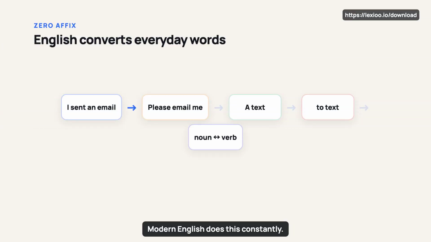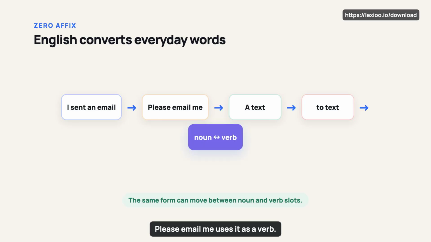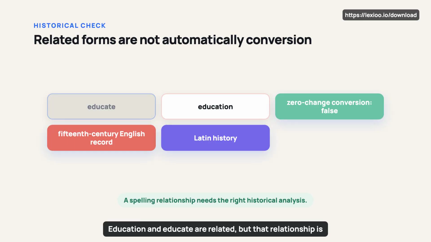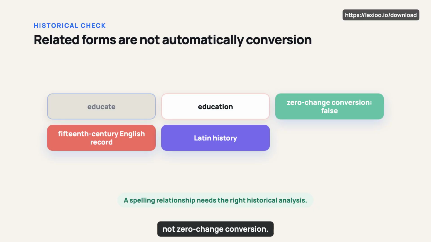Modern English does this constantly. I sent an email uses email as a noun. Please email me uses it as a verb. A text and to text work the same way. A spelling change is not required. That is why educate is the wrong example here. It was already recorded in English in the 15th century and comes through Latin history. Education and educate are related, but that relationship is not zero-change conversion.